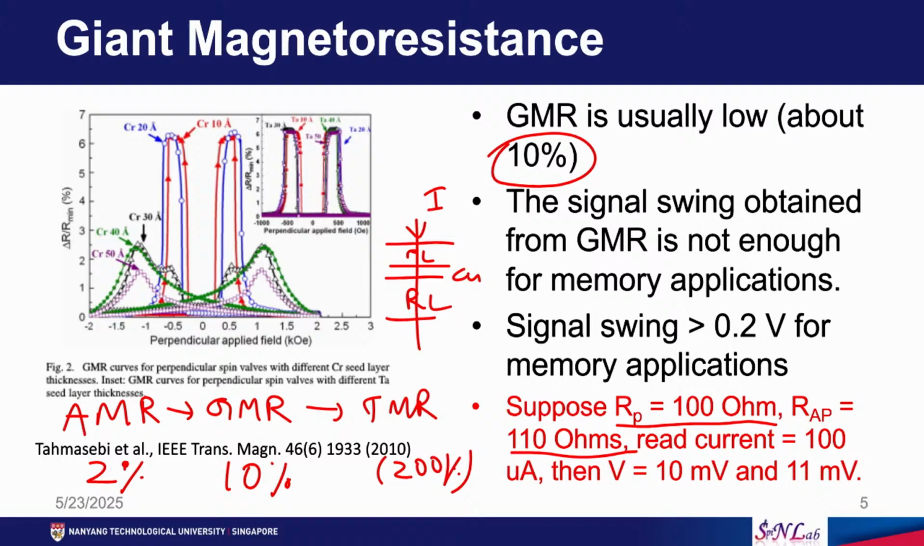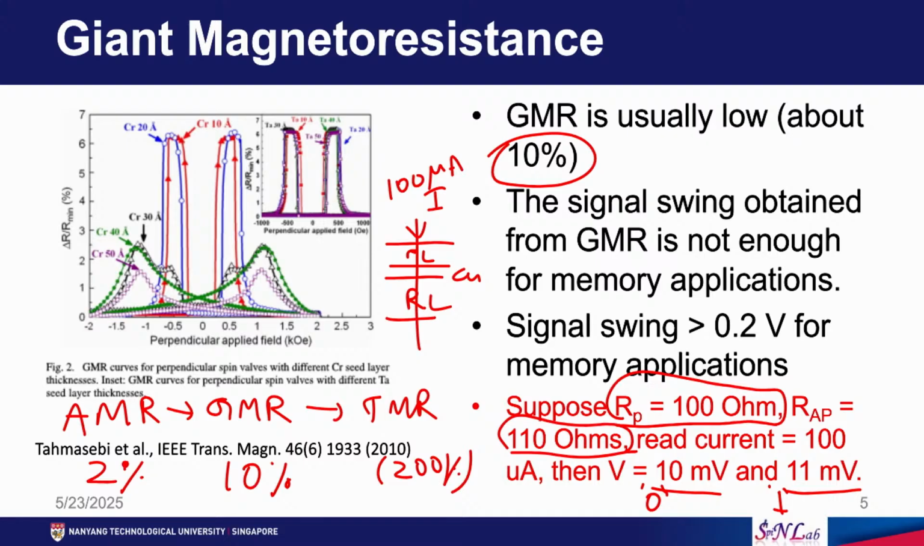So, anti-parallel gives 110 ohms, parallel gives 100 ohms, and you send a current of 100 microampere. To convert this current into voltage, you will get 10 millivolt and 11 millivolt. This is the difference between bit 0 and bit 1. This 1 millivolt difference is too difficult to read.